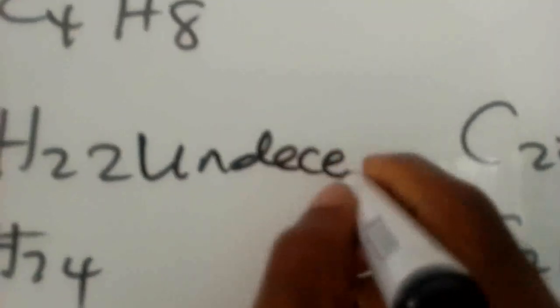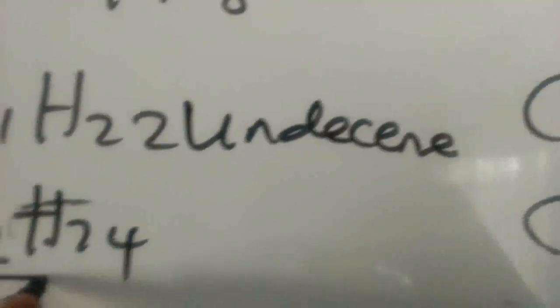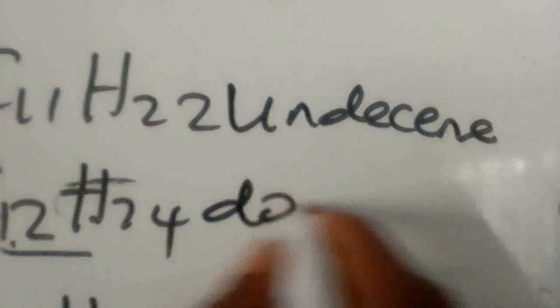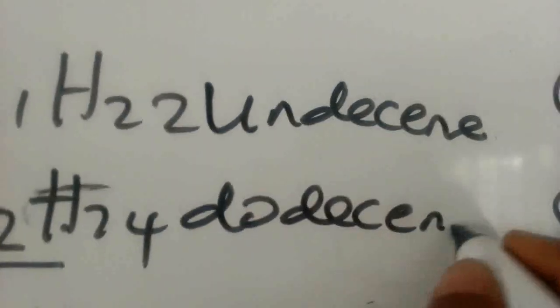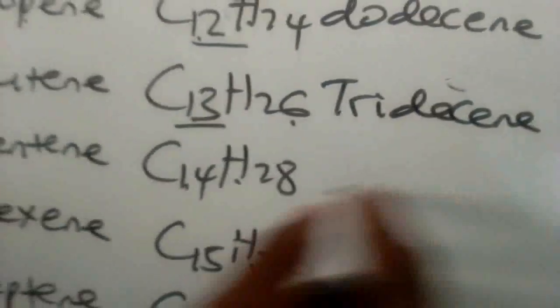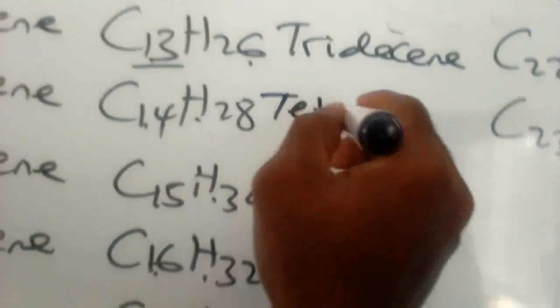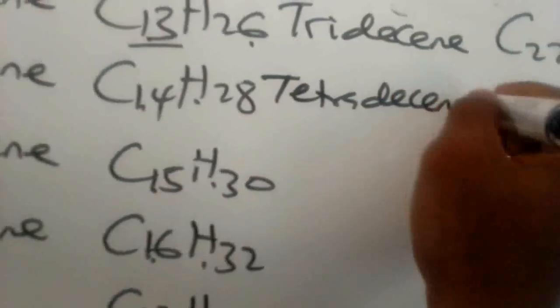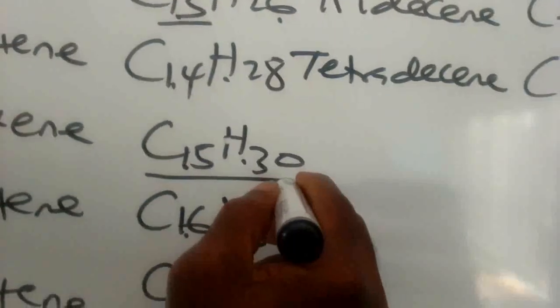This is called undecene. The alkane that has 12 is called dodecane. This is called dodecene. The alkane that has 13 is called tridecane. This is called tridecene. The alkane that has 14 is called tetradecane. This is called tetradecene. The alkane that has 15 is called pentadecane. It's called pentadecene.